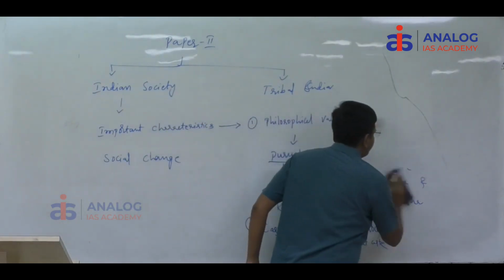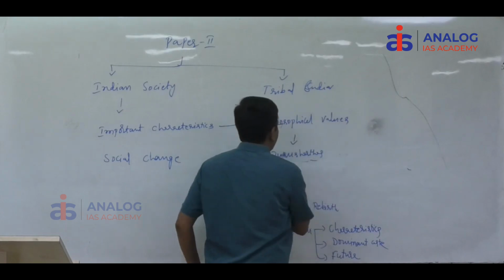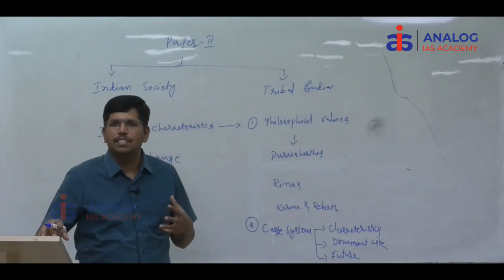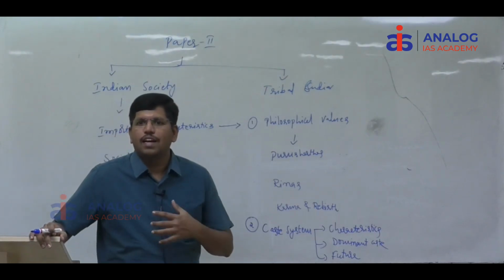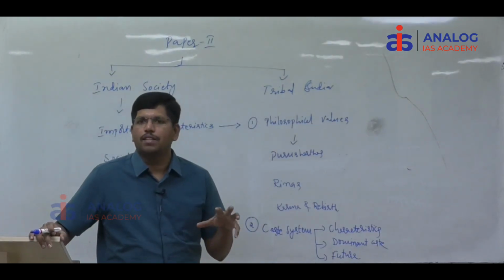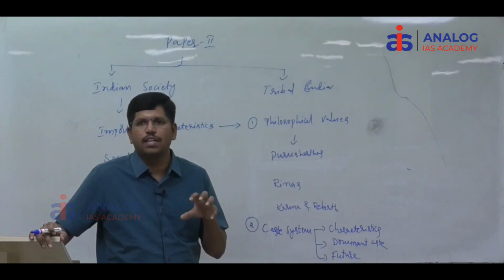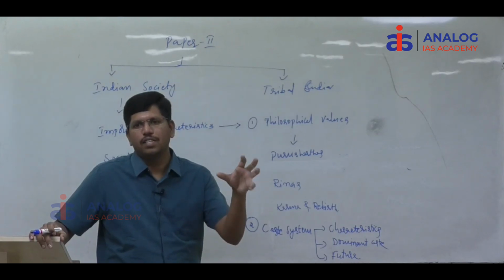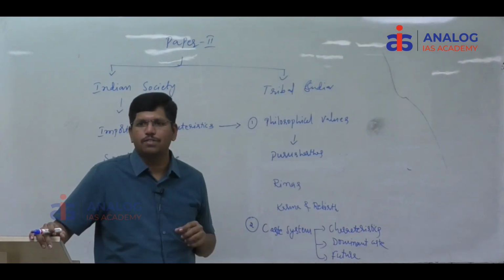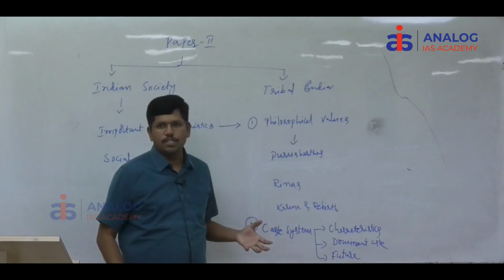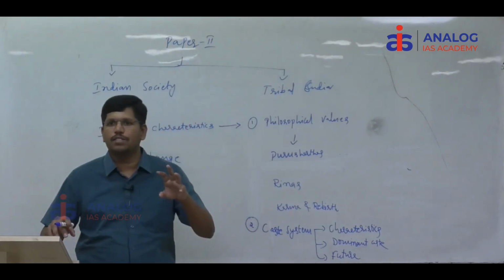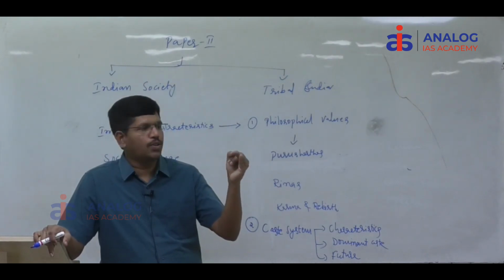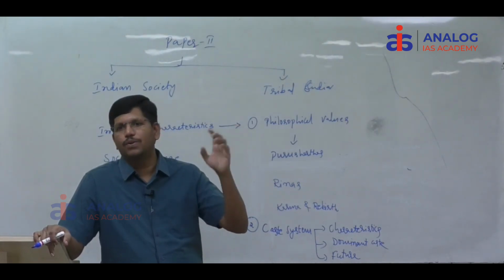The next one is runas, the concept of runas. Runas means the debts that we have towards other members of the society from the time of birth. These are the inborn debts that we have towards our family, towards gods, towards teachers, towards other members of the society. You might have come across these terms also. There are 4 types of runas according to traditional Indian philosophy. They are Daiva runa, Pitru runa, Guru runa, Atidhi runa.